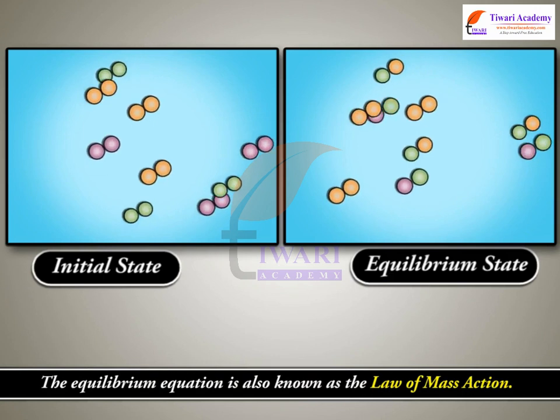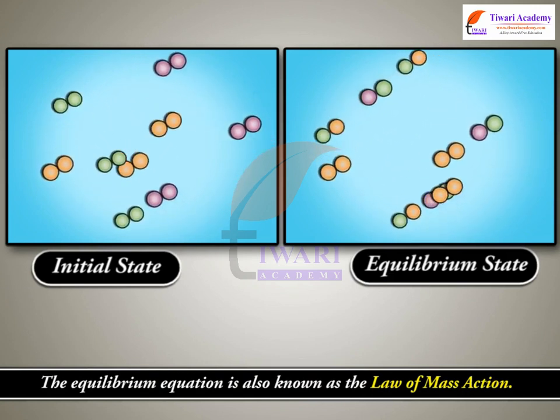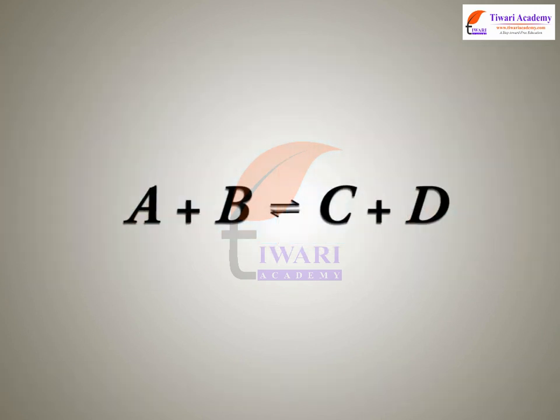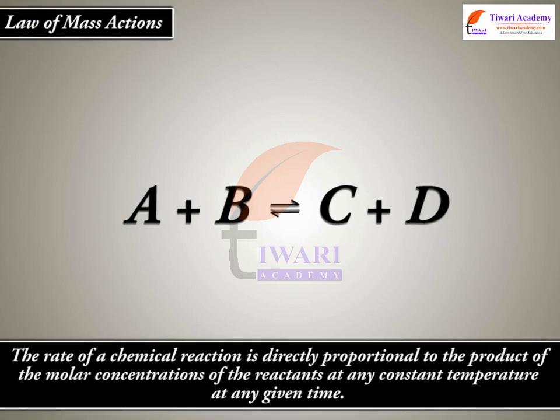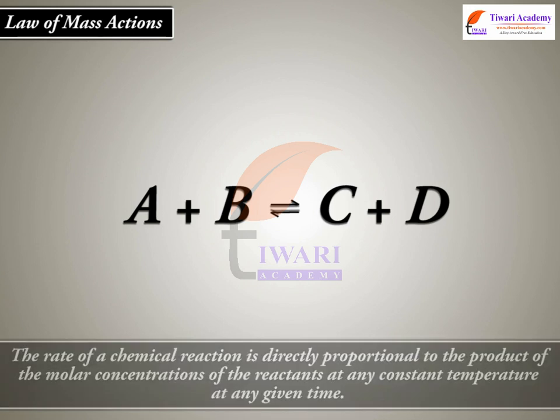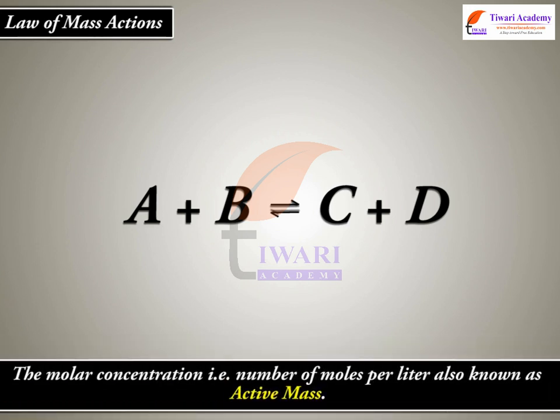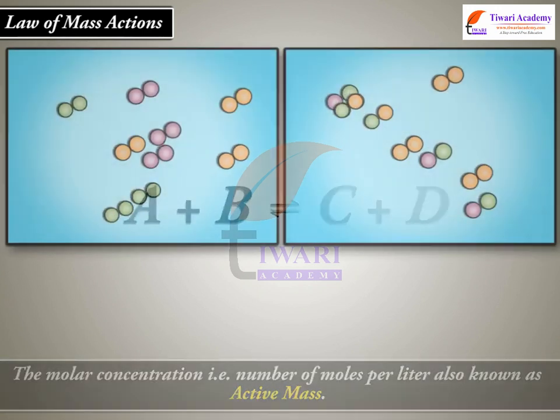The equilibrium equation is also known as the law of mass action. The law of mass action states that the rate of a chemical reaction is directly proportional to the product of the molar concentrations of the reactants at any constant temperature at any given time. The molar concentration, that is, number of moles per liter, is also known as active mass.